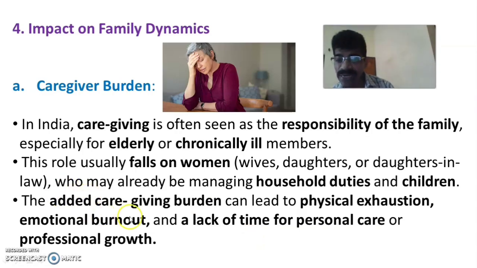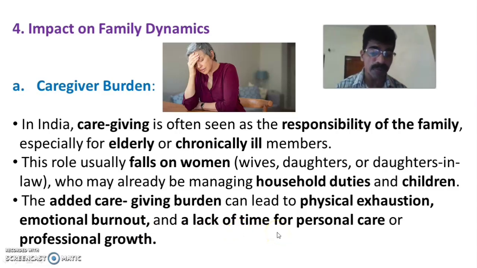So the added caregiving burden on the women in the family may lead to physical exhaustion. Sometimes she may have emotional burnout. Burnout means she may quarrel or fight with the family members because of the emotional stress, and moreover she may lack the time for her personal care, personal growth, and even professional growth. This is about the impact on the caregiver.